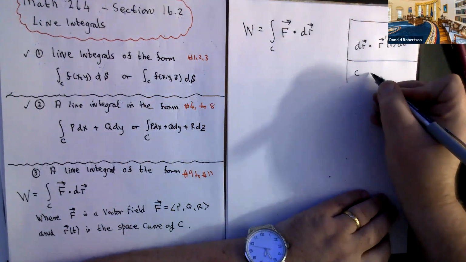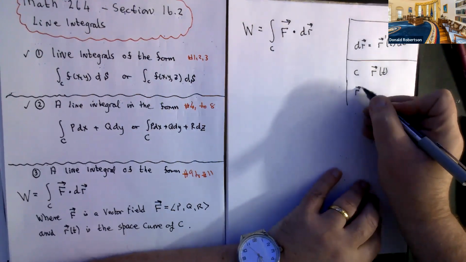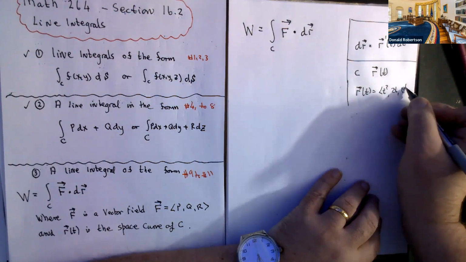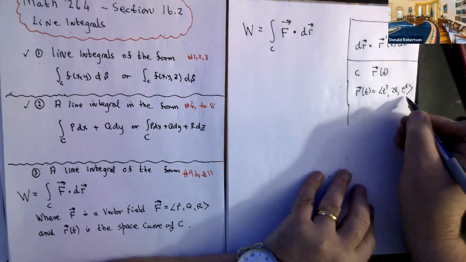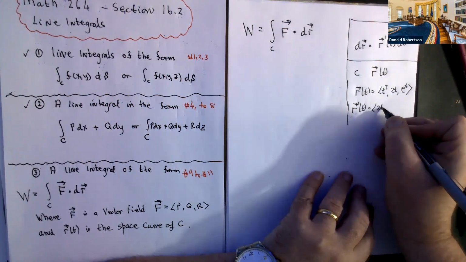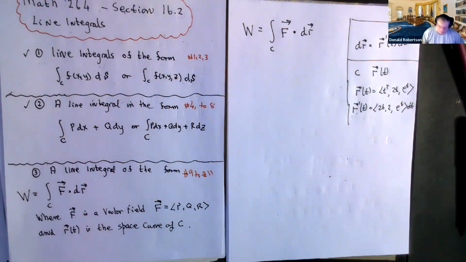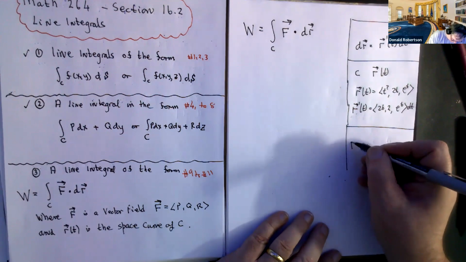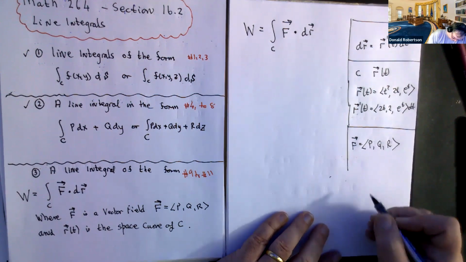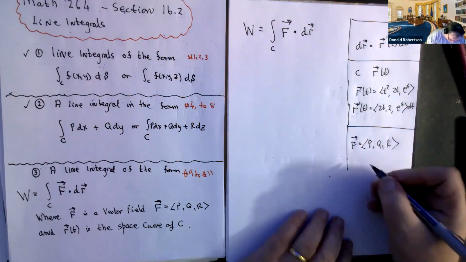The curve C is going to be described by a space curve. So it might be described like this: t squared, 2t, e to the t. If that is your space curve, then r dashed of t will be 2t, 2, e to the t dt. Your vector field F will be a P, a Q, and an R, where P, Q, and R are functions of x, y, and z.